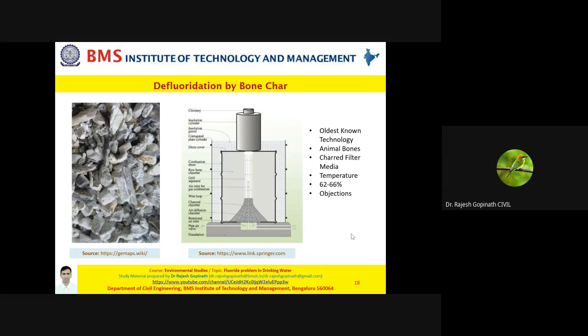Now basically what happens here is, though there is a great efficiency of 66% removal, animal bones are actually being used to remove the fluoride. That is, in simple words, bone char, which is produced from animal bones that have passed through the calcination process, and these are employed to remove the fluoride from drinking water.